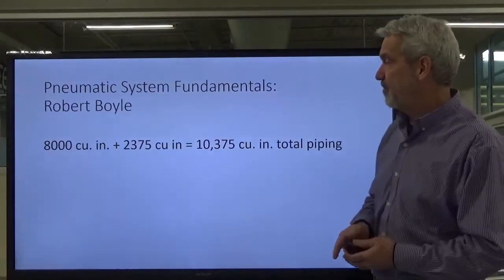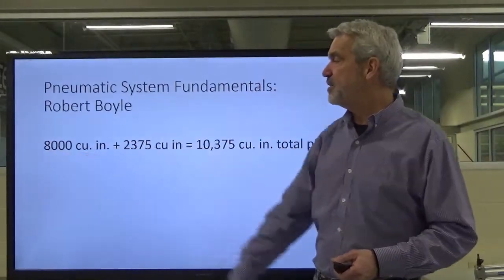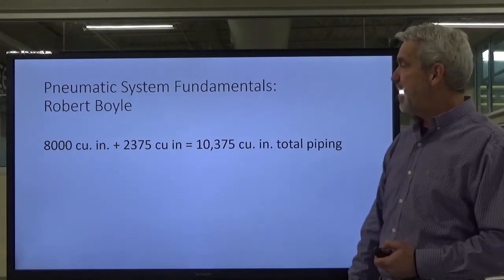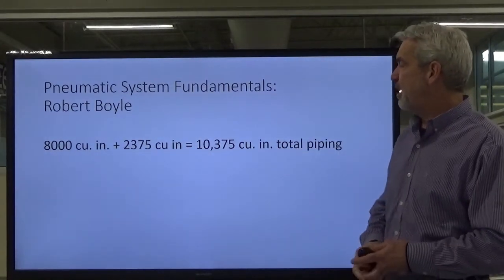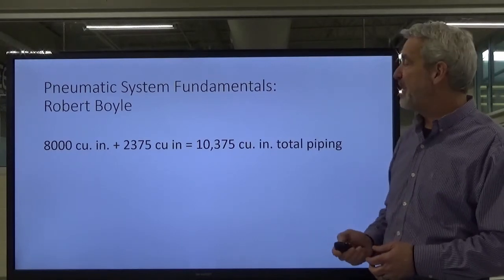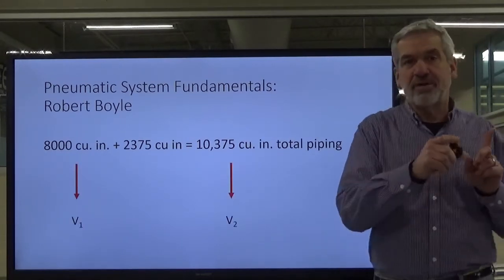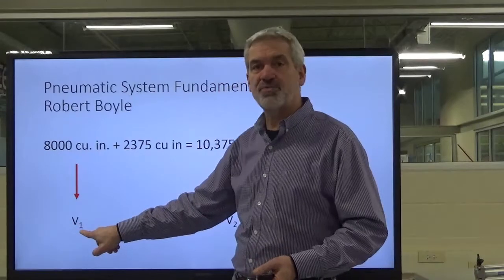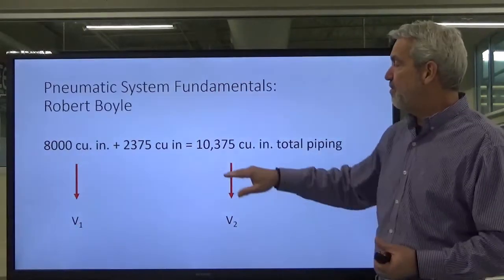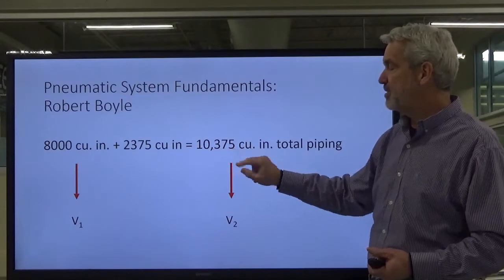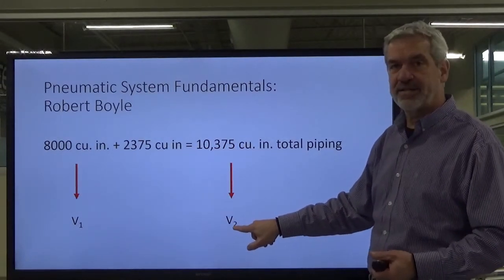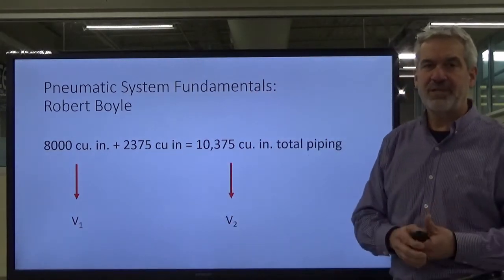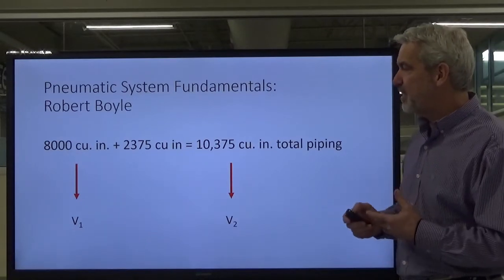Okay? So we started out with 8,000 cubic inches. We added 2,375 with that length of pipe, those 3 lengths of pipe, and we now have a new total of piping of 10,375 cubic inches. Now, for our formula's sake, we started out with 8,000. That's the volume we started out with, the first volume we had, V sub 1. Okay. Now we ended up with our second volume of 10,375. That's the volume that we created. We went from volume 1 to volume 2, okay? Let's just give you a little subscript annotation there. That's what we've got right now.